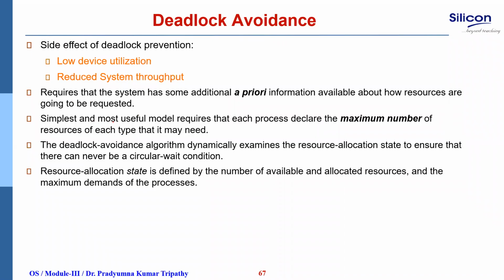We'll go for deadlock avoidance. As I told, in deadlock prevention, we take some measure before the deadlock so that any one of these conditions should not occur. But deadlock avoidance says that before allocating the resource, we must ensure that by allocating the resource, the system should not become unsafe. What is safe and unsafe? I will tell. So it should not lead to deadlock actually.